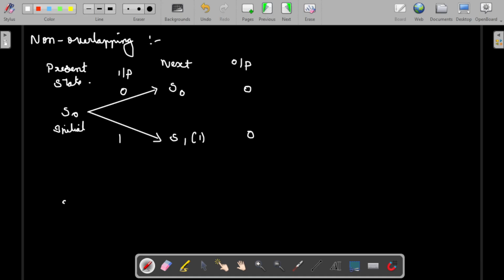So now let's take this state, S1. Here the S1 state is 1. Our ultimate aim is to get 1 1 0 1 1. So when the input is 0, the sequence will be broken.